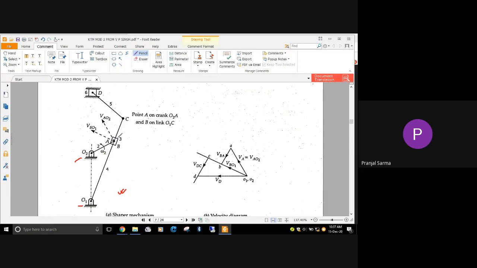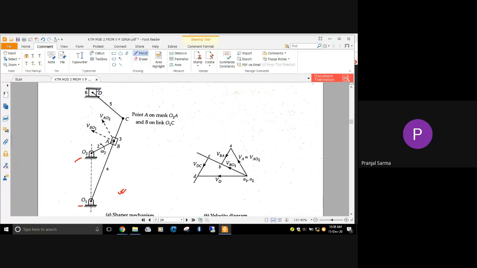So what are the different things that we have? We already know this particular slider B. This is the coincident point here that we have, and this is O2A, which is nothing but a kind of crank. And this is the slotted lever kind of thing. This slider can have motion here also, and along with the rotation of this crank, this setup will move in this particular direction also.